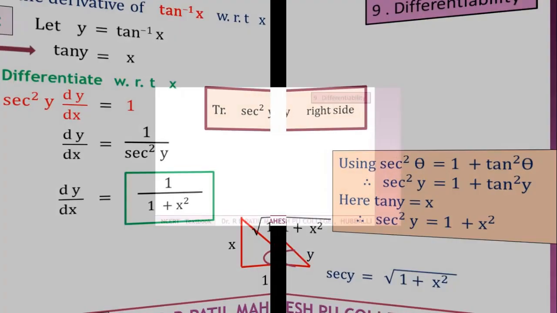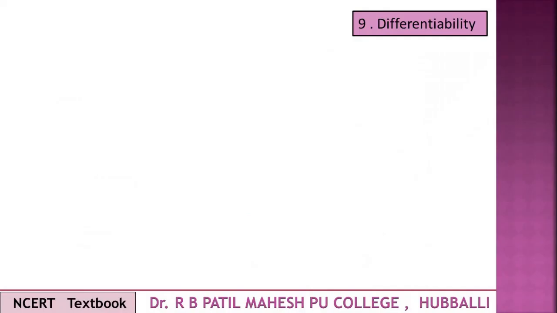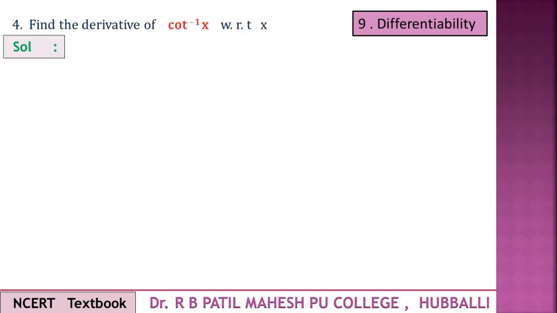Now let us go to another function, that is cot inverse x. Find the derivative of cot inverse x. It is also the same method. Let y is equal to cot inverse x. From this it implies cot y is equal to x.